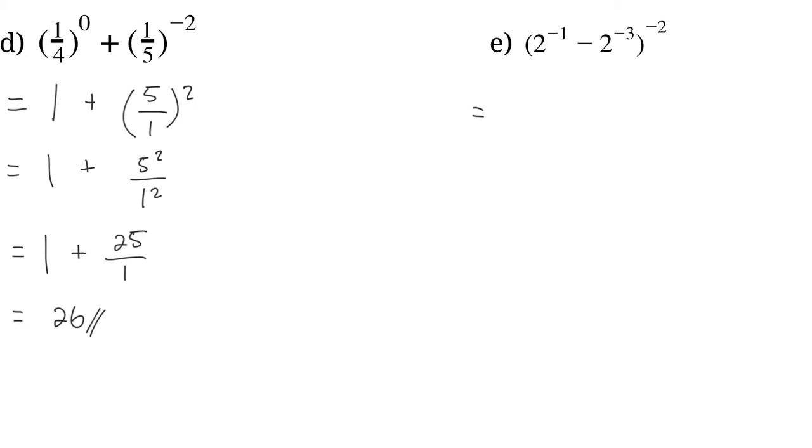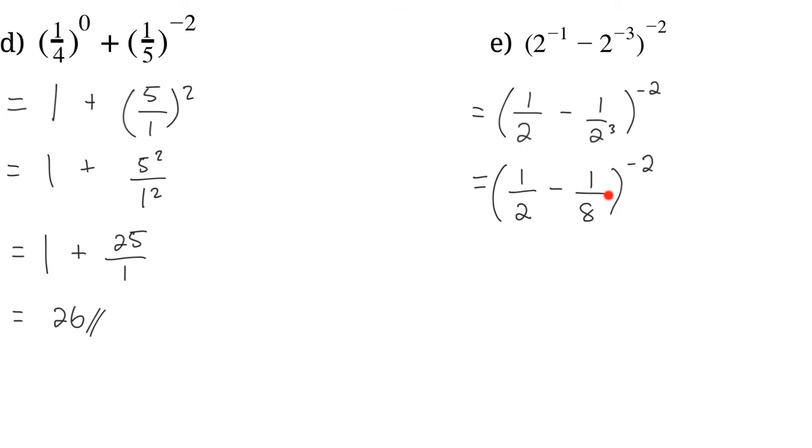So on the inside of the brackets, if I wanted to rewrite 2 to the power of negative 1 with a positive exponent, that would just be 1 over 2. And then rewriting this thing with a positive exponent, this would be minus 1 over 2 to the power of 3. And remember, these are in brackets because it's all to the power of negative 2. So inside the brackets, we have 1 over 2 minus 1 over 2 to the power of 3, and that is just 8. And that's all to the power of negative 2.